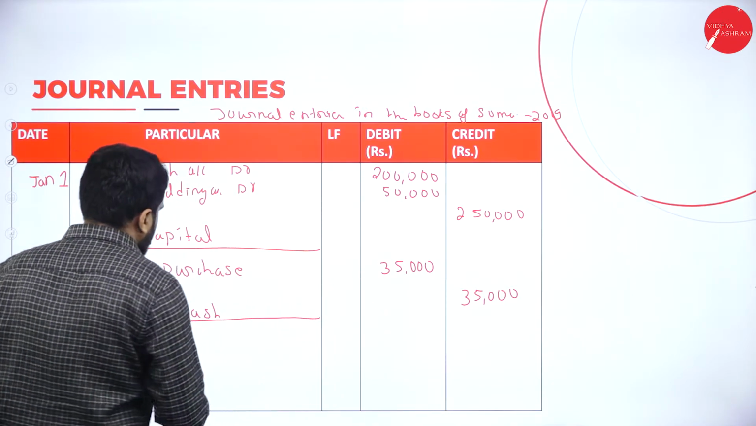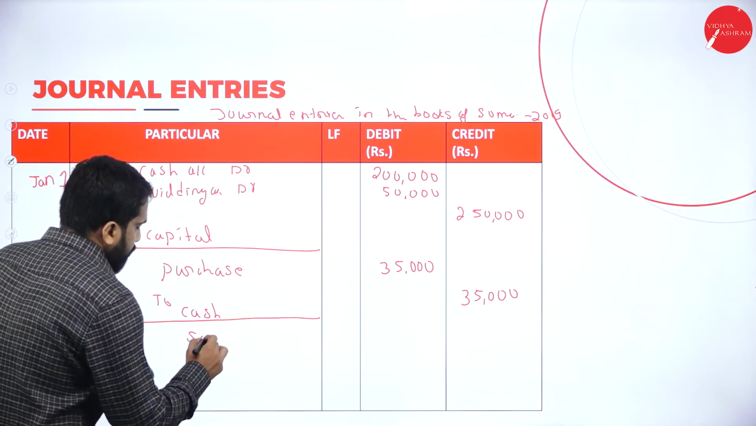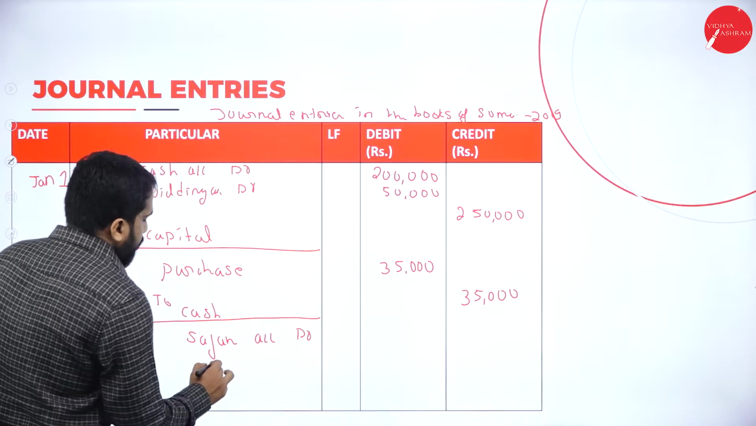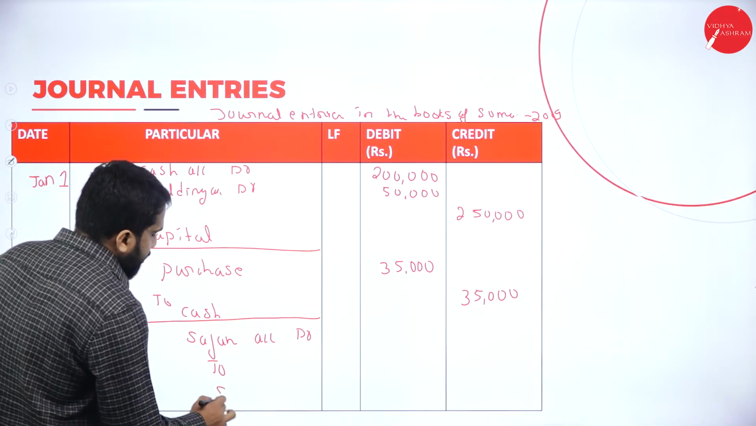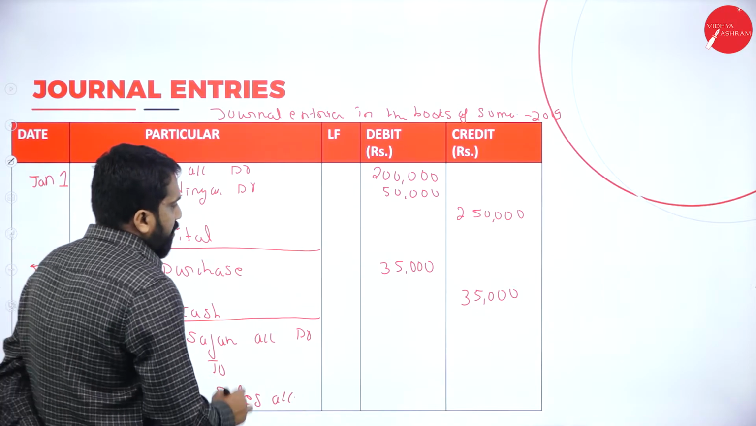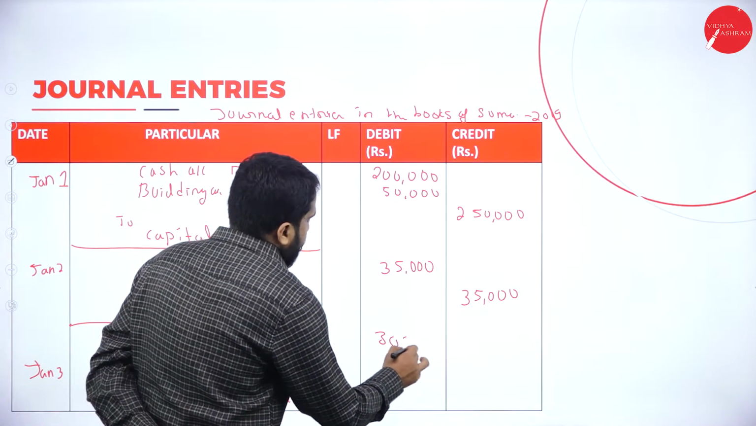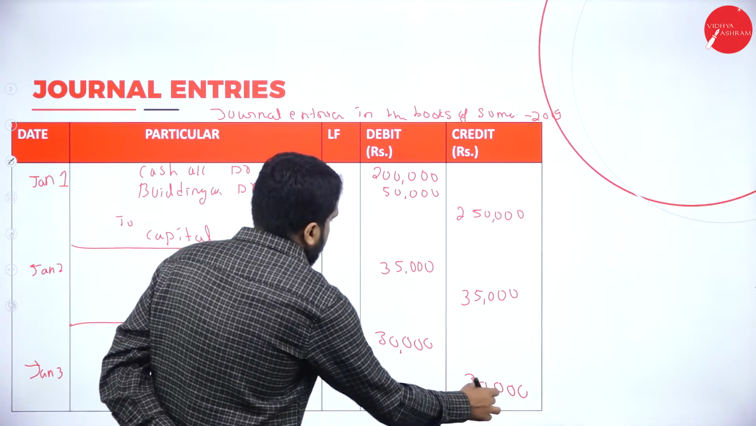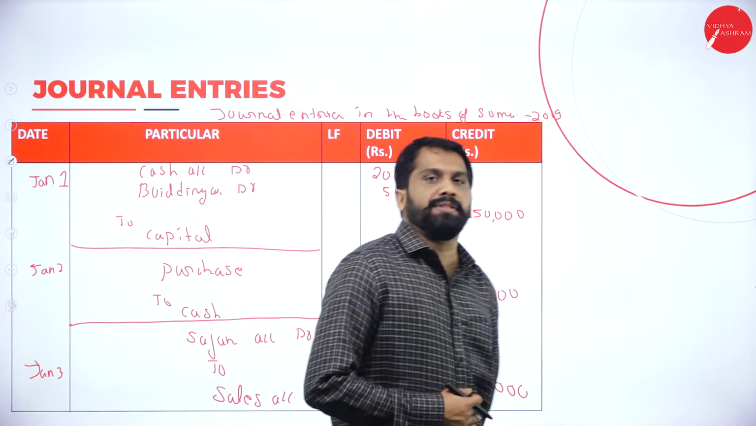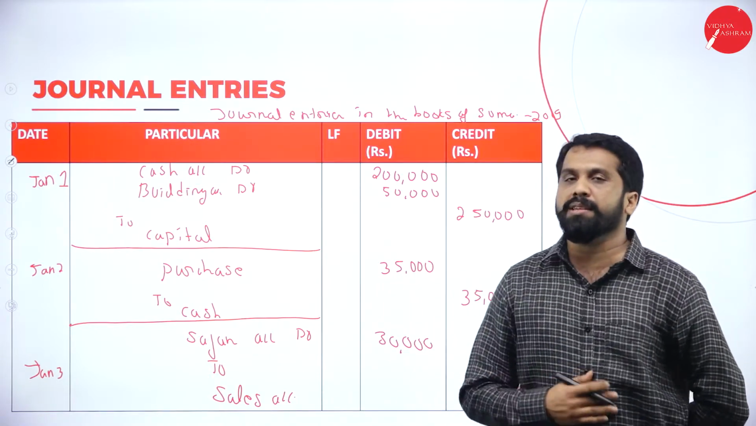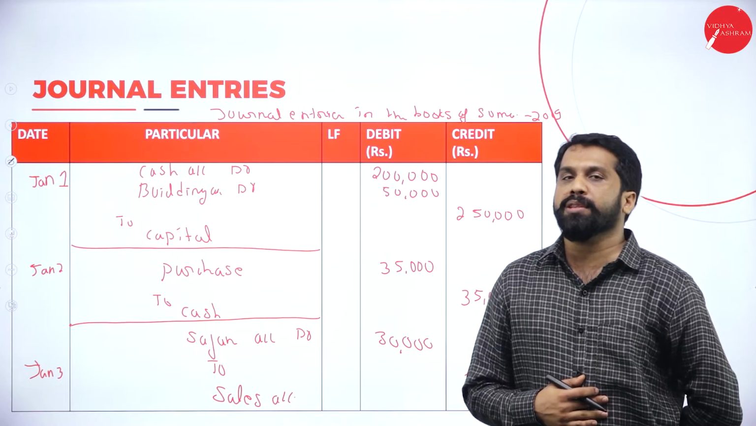January 3rd. So, Sarjan account debit to sales account. The amount is 30,000 and 30,000. Any doubt up to this? We have passed 3 journal entries. All 3 journal entries we did on the basis of logic only.